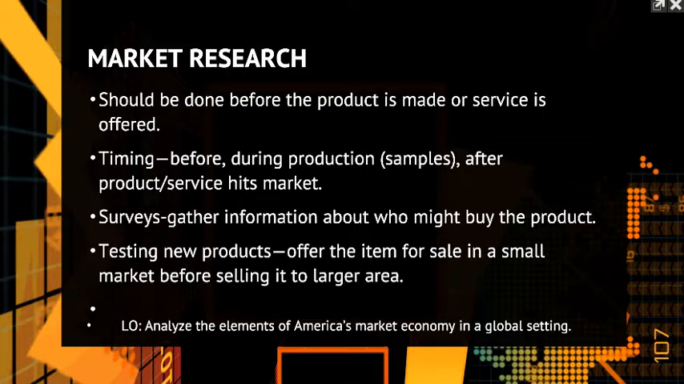Market research should be done before the product is made or the service is offered. The timing of market research: it should be done before, during production, such as when samples are being provided, and after the product or the service hits the market. Surveys gather information about who might buy the product. Testing new products means to offer the item for sale in a small market before selling it to a large area.